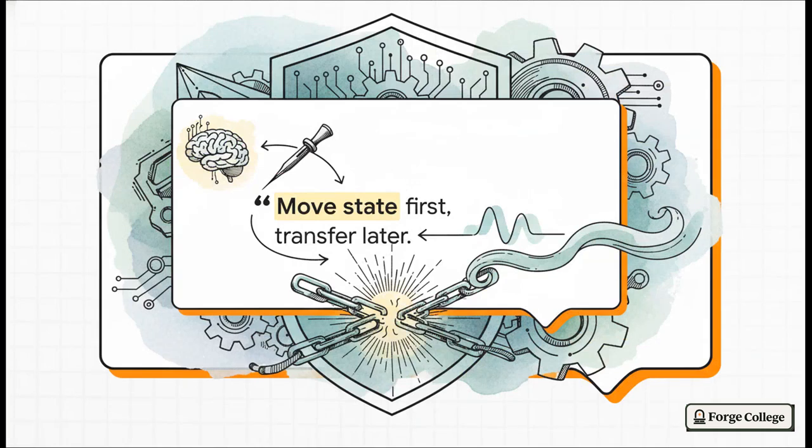If you remember absolutely nothing else from this explainer, I want you to tattoo this on your brain. Move state first, transfer later. That is your golden rule. It is the ultimate bulletproof defense against reentrancy in your capstone and honestly, your entire Web3 career.